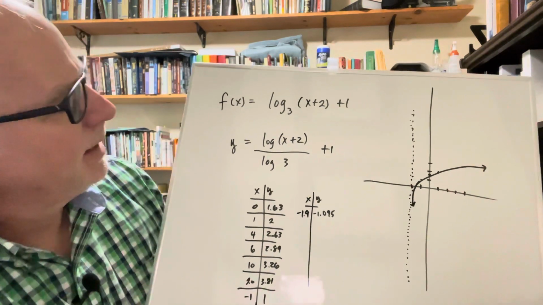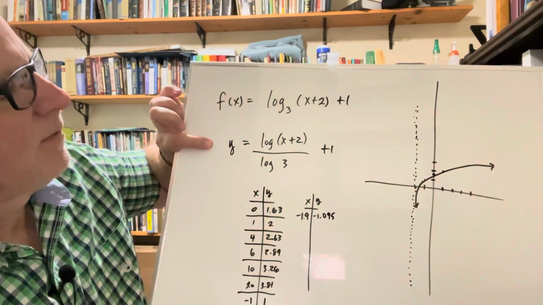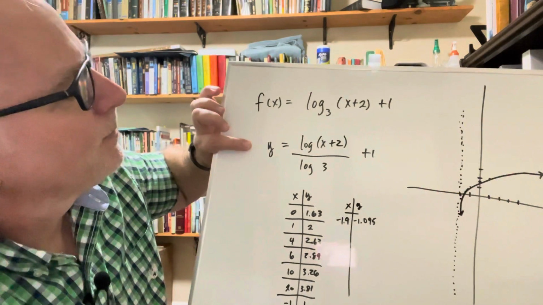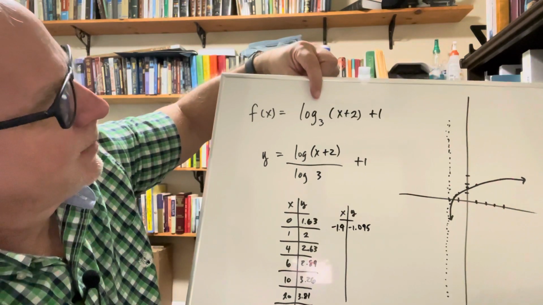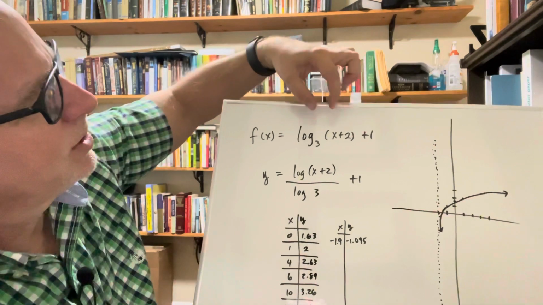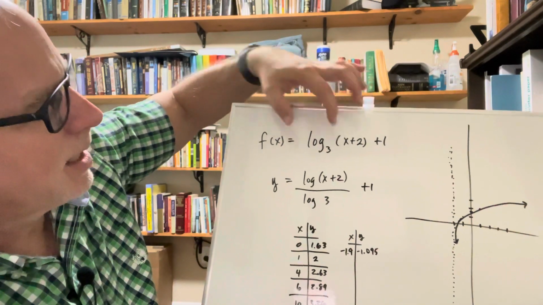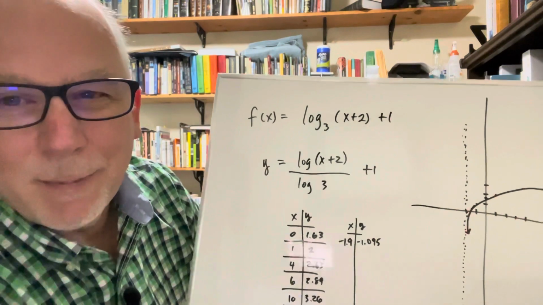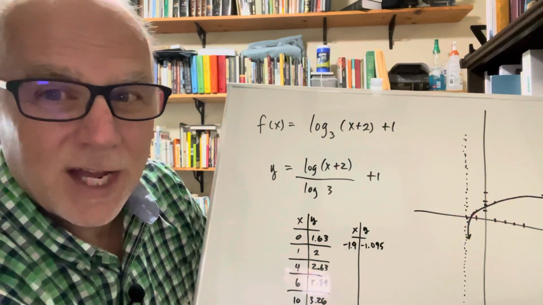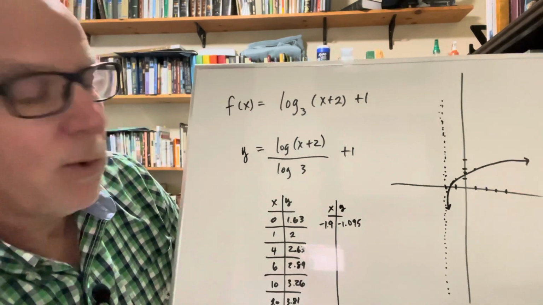Another way is to use the change of base formula if you don't have a graphing calculator and change the problem from this to this. So using the change of base, it's the log of this on top divided by the log of 3 on the bottom, and that's base 10. So I'm using the change of base formula, and then plus 1 is tacked on.